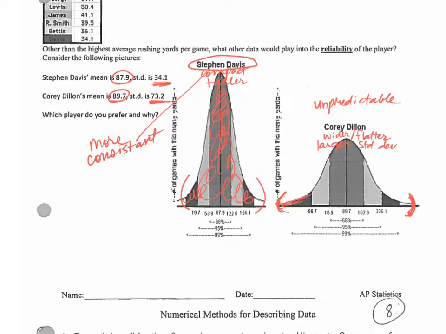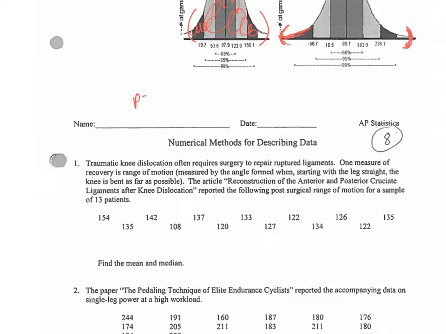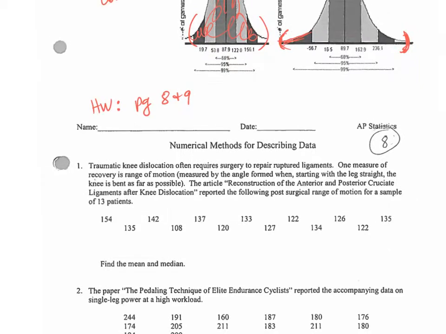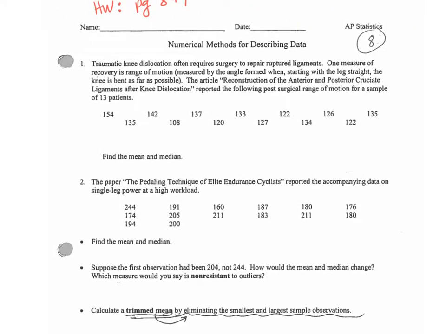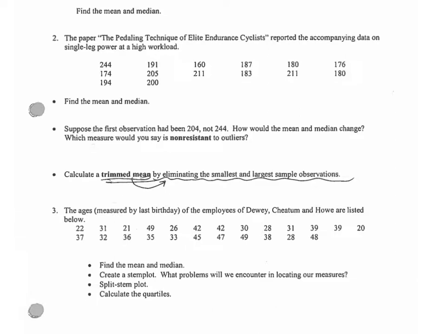Okay, so let's now talk about part of your assignment, which is to do pages 8 and 9. The first part of your homework is to do pages 8 and 9, and I want to talk you through it, and we're going to do part of it together. Number 1 says find the mean and the median, and I think you can do that. That's no problem. Number 2 also says find the mean and the median. But look at this second part. This part right here I want to discuss.